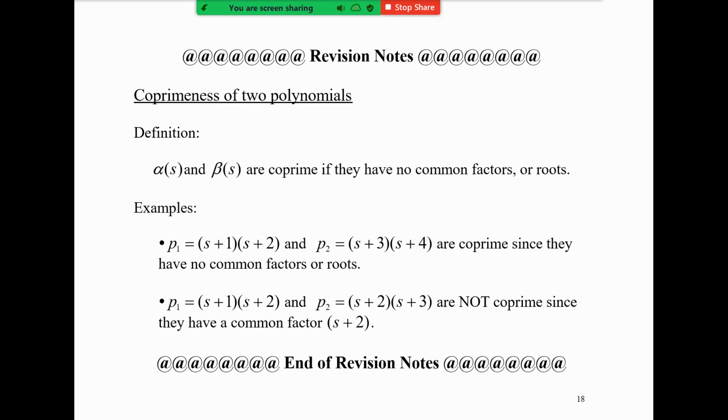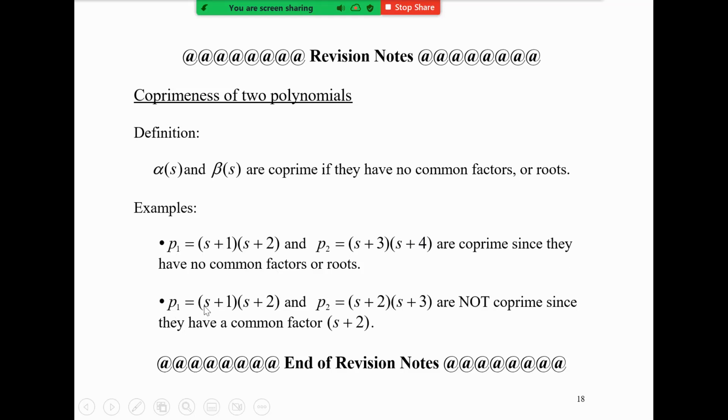Okay, it's just like you have two integers, right? How do we know that there are two? They are coprime if they don't have any common factors. Okay, so look at those examples that are quite straightforward. One polynomial is (s+1)(s+2). The other polynomial is (s+3)(s+4). Those two polynomials don't have a common factor. Therefore, they are called coprime.